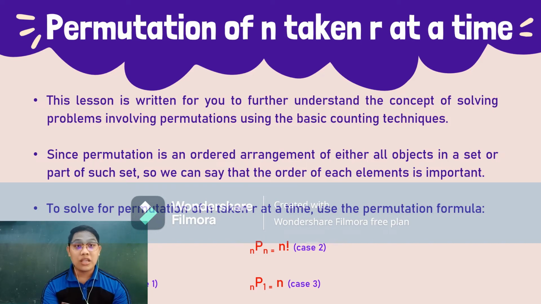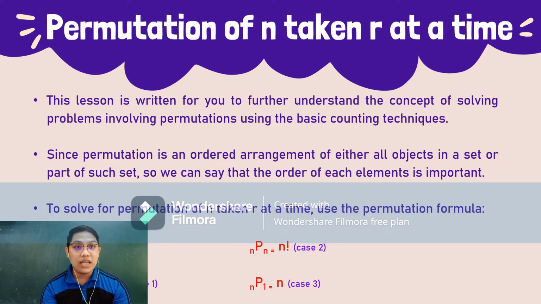However, there are several cases where we cannot use this formula. For example, in case number 1, the permutation of n taken 0 at a time is always equal to 1. In case number 2, the permutation of n taken n at a time, so meaning as a whole, is equal to n factorial. So if you look at the original formula, we just take the denominator away. So that is just n factorial in case number 2.